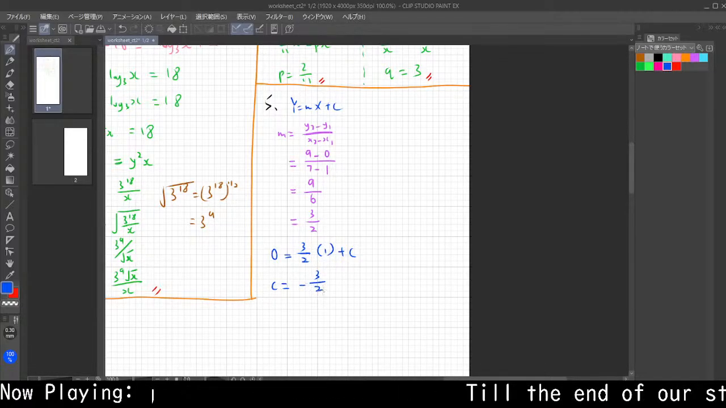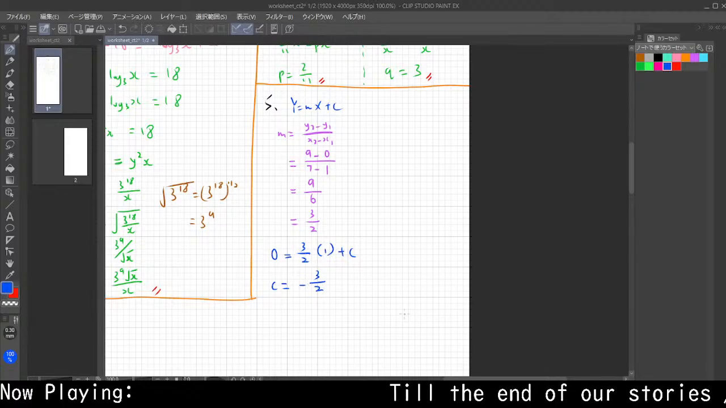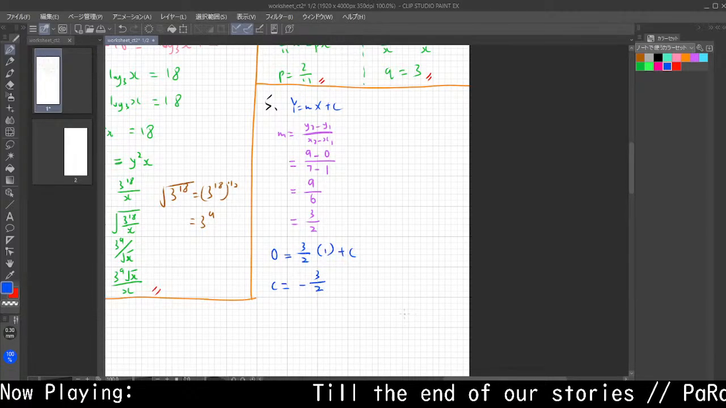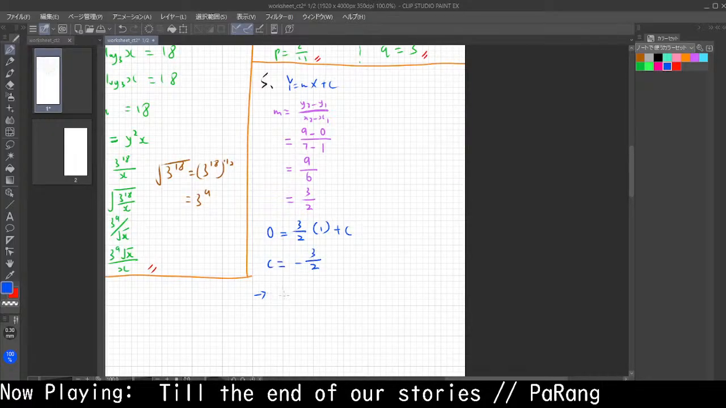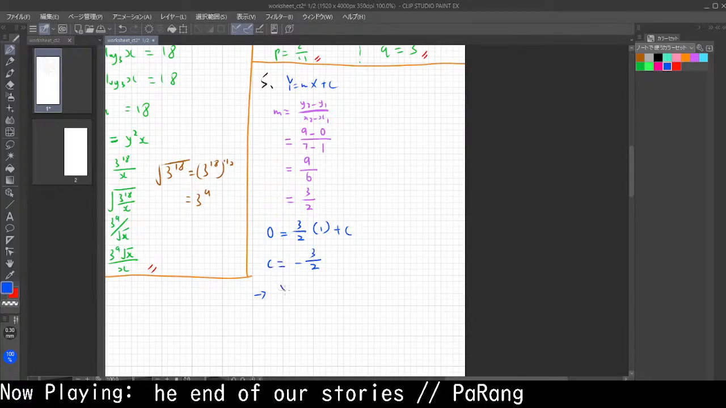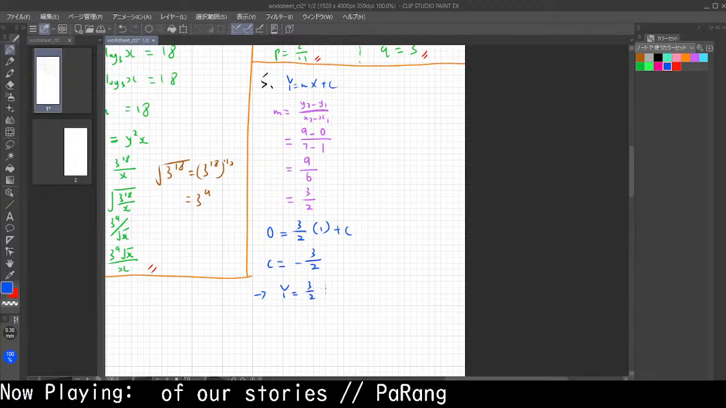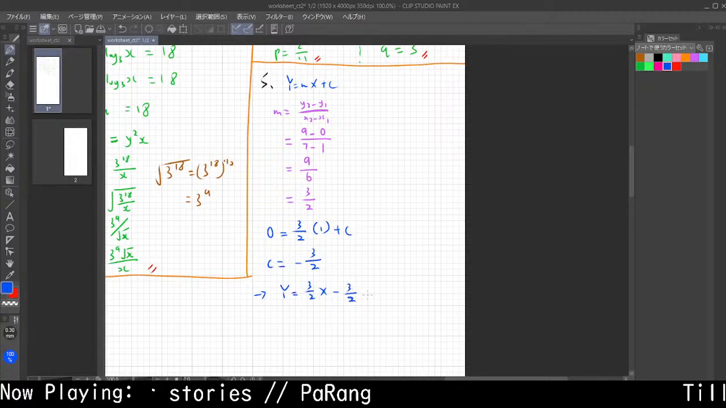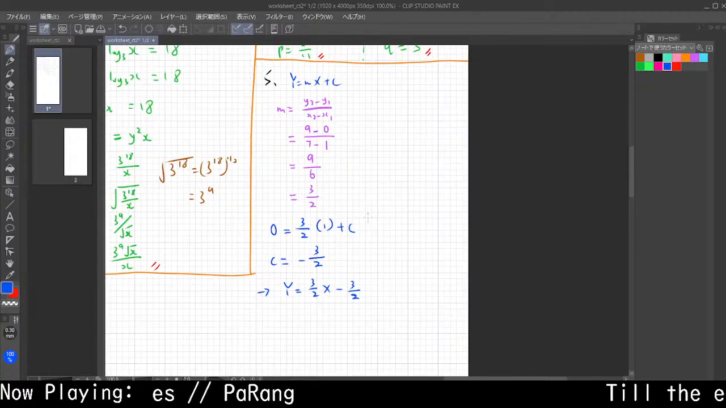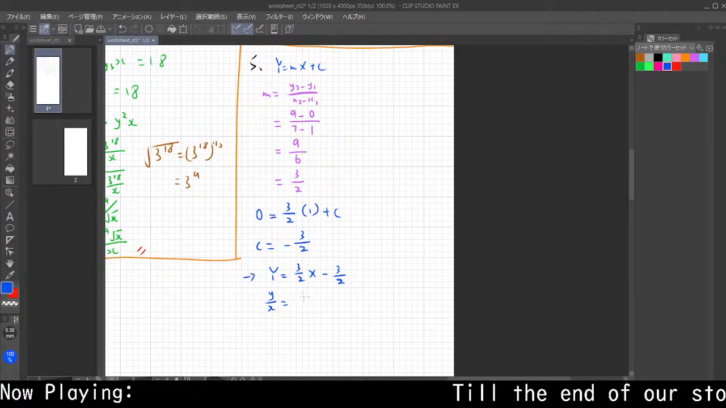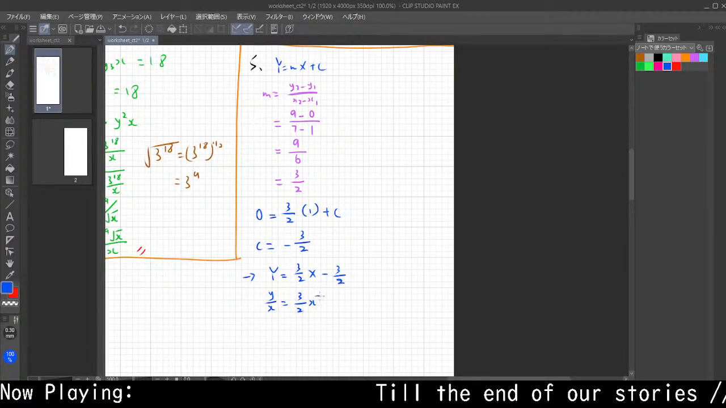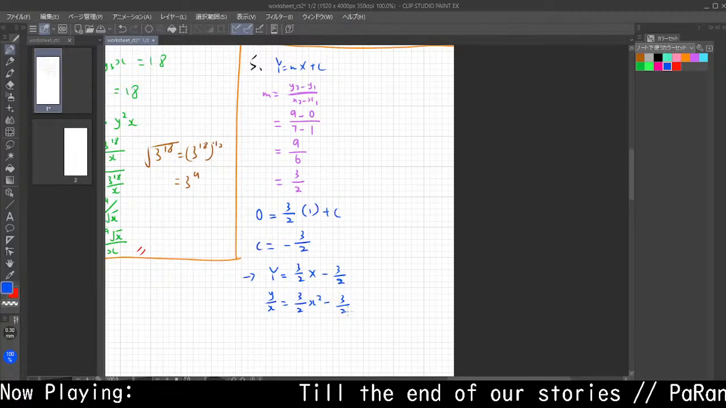Bring it over to the other side, you turn it into negative, just minus. So negative 3 over 2. This is your c. Therefore, your y equals mx plus c, which is basically y equals 3 over 2 x minus 3 over 2. Then your y and your x you can directly sub inside, so you get y over x equals 3 over 2 times x squared minus 3 over 2.